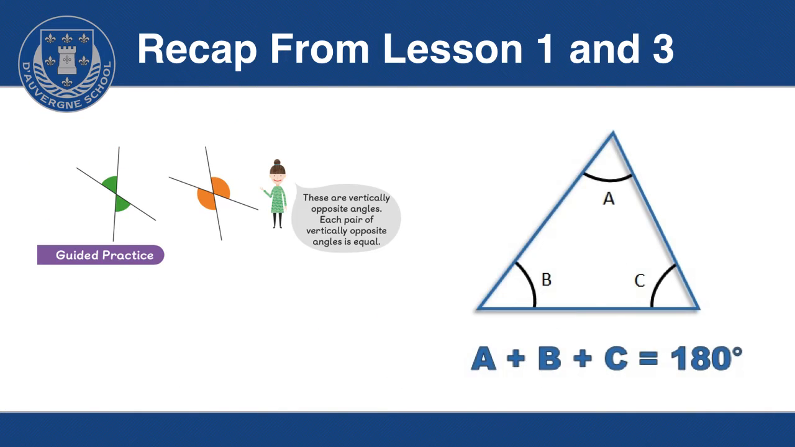Let's have a recap from a previous couple of lessons, because there's a couple of really important things that I need you to remember. The first came from Ruby, when we were looking at vertically opposite angles, and that they are always equal. That's really, really important. And then from lesson 3, when we were looking at angles in a triangle, please remember that the angles in a triangle will always add up to 180 degrees.